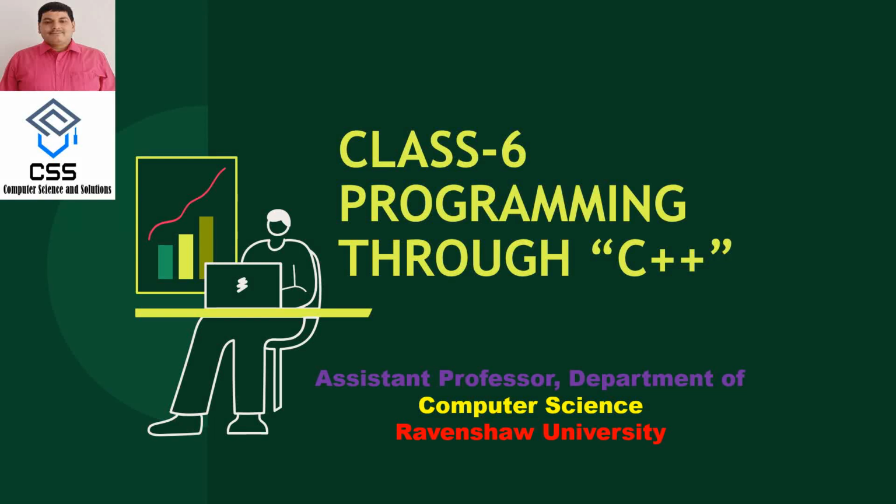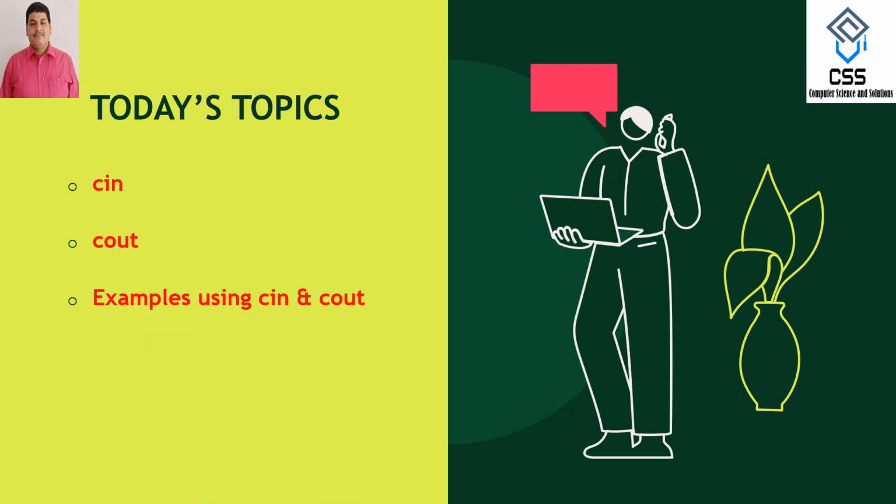Friends, in today's class, we are going to discuss two important things with some examples. One is cin, one is cout. Cin and cout are known as input and output statements, or commands, in C++, with the help of which you can input values and display the output. Just like scanf in C, through which we can input different types of values, similarly, with the help of cin, we can input different types of values.